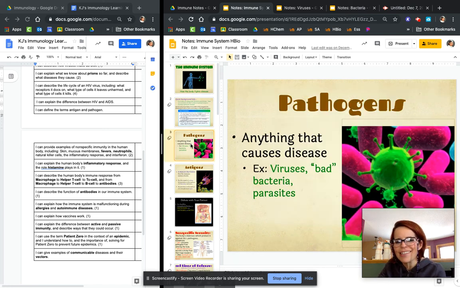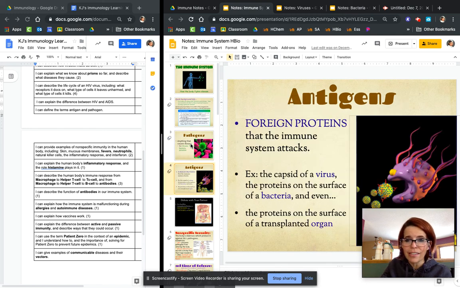So the first learning target has to do with the difference between antigens and pathogens. A pathogen is anything that causes disease: bacteria, viruses, and parasites. Whereas an antigen is anything that your body identifies as foreign. So your immune system eats any foreign proteins, and that could be bacteria, viruses, what have you.